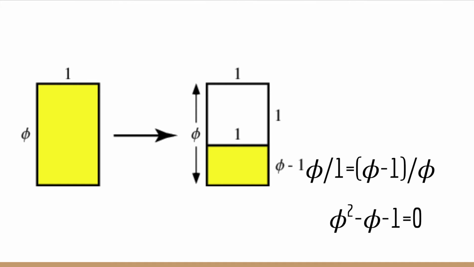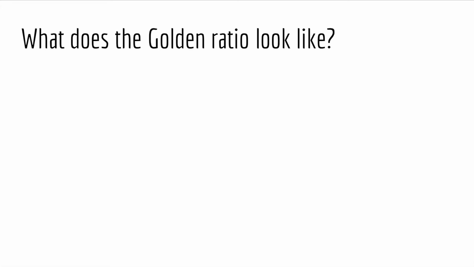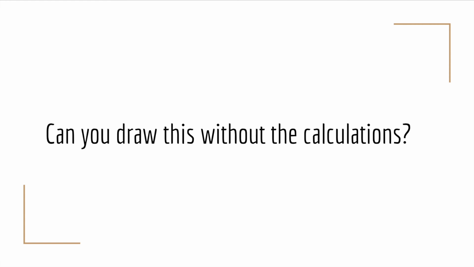Now after all of this, you're probably asking, David, what does the golden ratio look like? Well, it looks like this. The graph looks like a spiral with a whole bunch of boxes. You might also be wondering, can I draw this without all those complicated calculations? The answer is yes, and here's how.